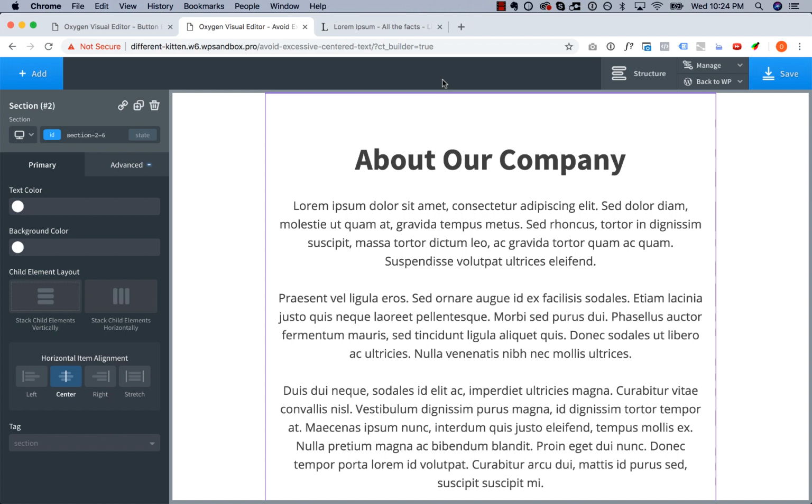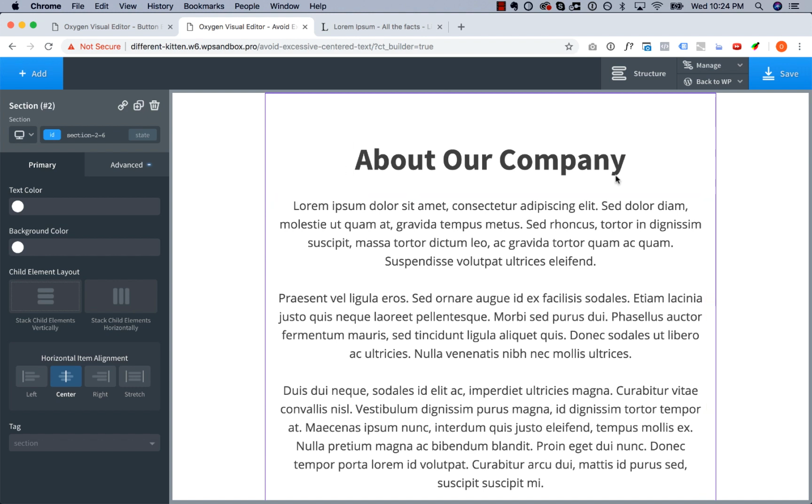Today, I'm going to talk about avoiding excessive use of centered text. Long-form text, more than a couple of lines, should not be centered, ever. And the reason for that is centering it makes it more difficult to read. Now, you probably hear that a lot, but why does it make it more difficult to read? What's the rationale behind this?